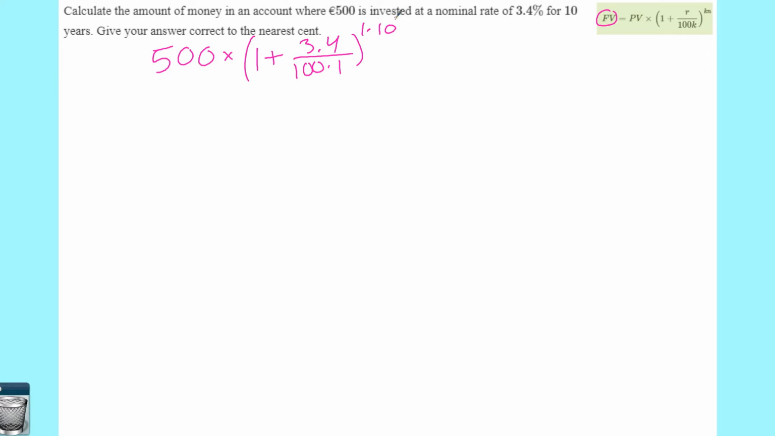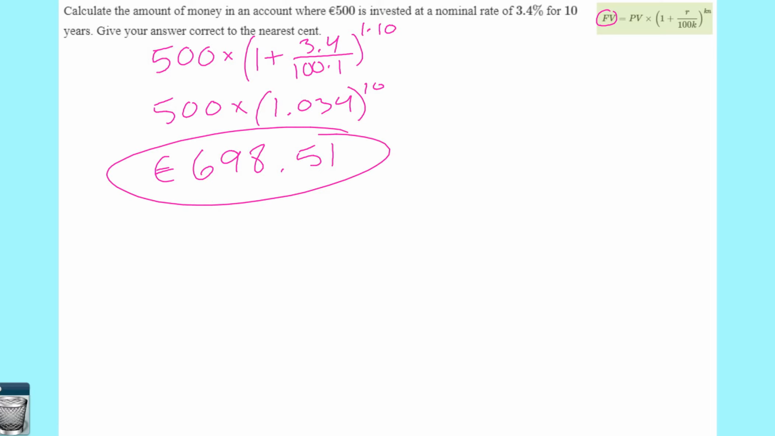All right, we've got 3.4 divided by 100 plus 1. I just want to make sure you guys are doing this the same way. So it should be 1.034 to the 10th times 500. Okay, so that will be 698.51 euro. Okay, let's do another one.